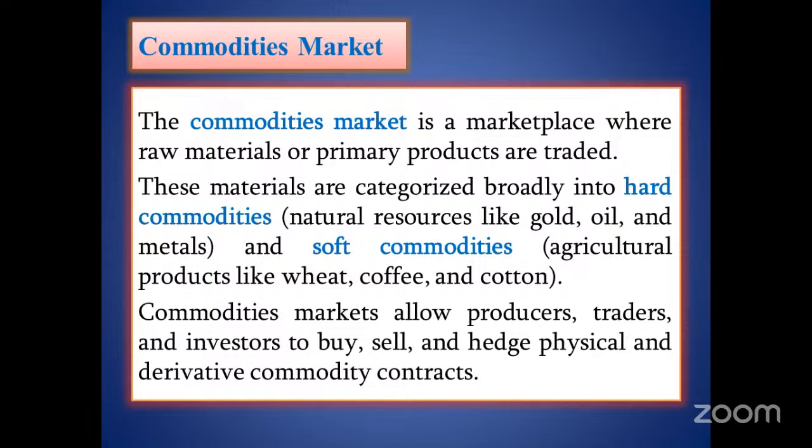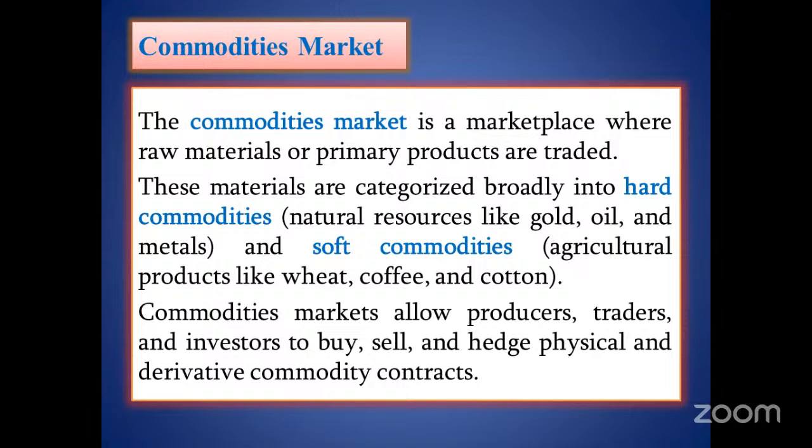These materials are categorized broadly into hard commodities, that is natural resources like gold, oil, and metals, and soft commodities, that is agriculture products like wheat, coffee, and cotton. So soft commodities are also there in the commodities market. Commodities markets allow producers, traders, and investors to buy or sell, hedge physical and derivative commodity contracts.